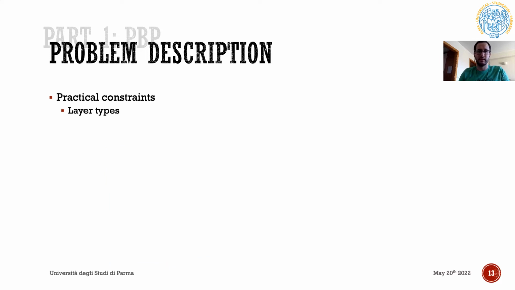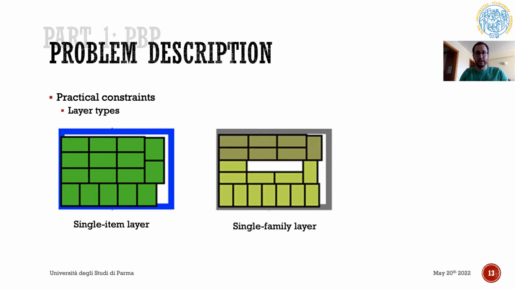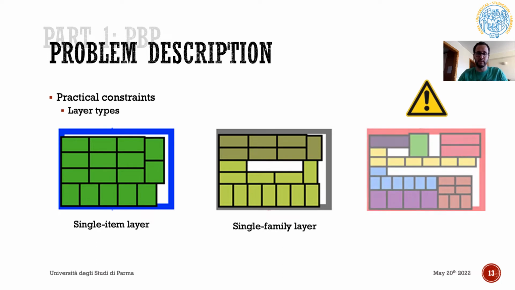So, based on the layers' composition, we classify them into types. First, single item layers, composed by items of the same type and same family, which is represented by a color in this figure. Single family layer, composed by items of the same family but different types. And an exception: each pallet may have one layer, and only one, composed by multiple families. This layer is called the residual layer.